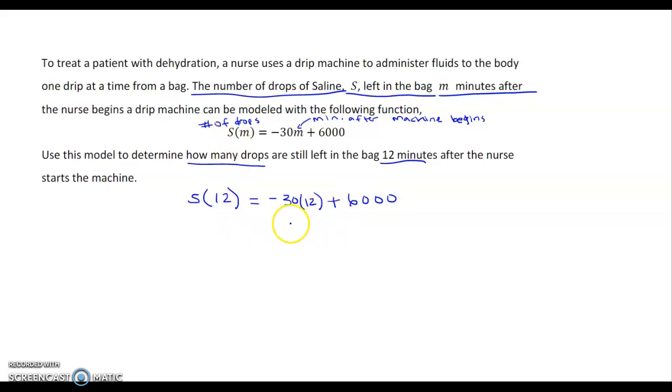So negative 30 times 12, we're going to get negative 360 plus 6,000. So we want to make sure to do order of operations. And then that will give us 5,640. Is that right? Yeah. So 5,640 drops. So basically all of these words, all it was saying is just plug in 12 for M to find out how many drops.